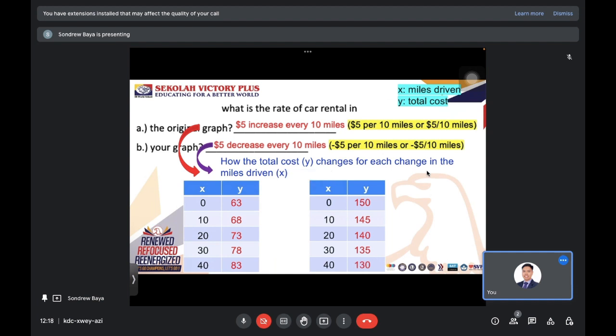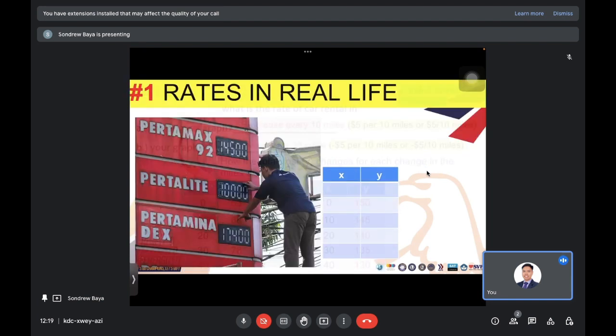All right. So for you to be able to understand further the use of the rates, for example, in determining the y for every change in the x, let's have some real life examples. Let's start with this one. So I believe your parents might be able to relate to this, especially those parents of yours who drive a car or a motorcycle. So right now, this is the rate of gasoline here in Indonesia. And let me focus on the Pertalite.